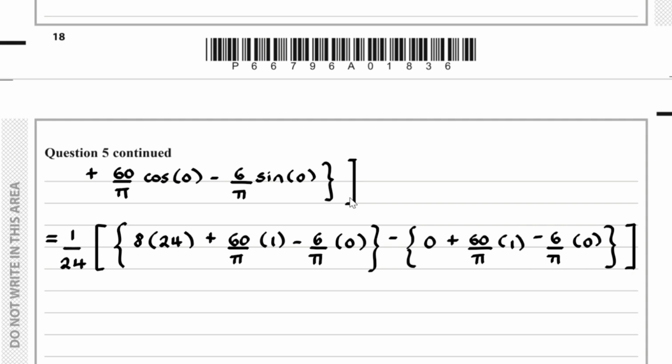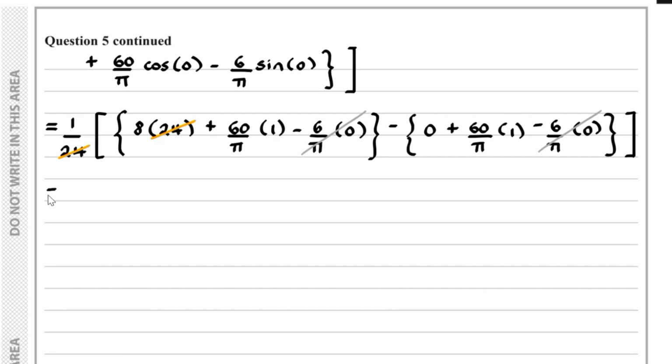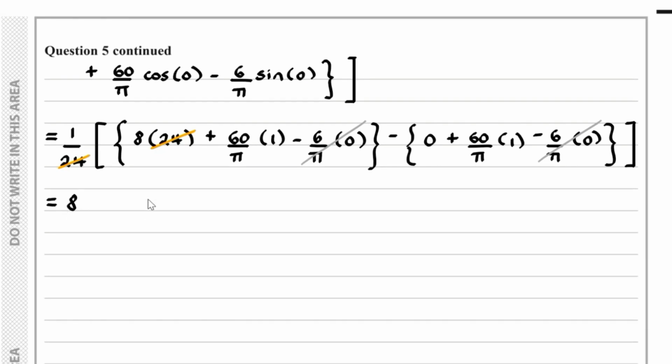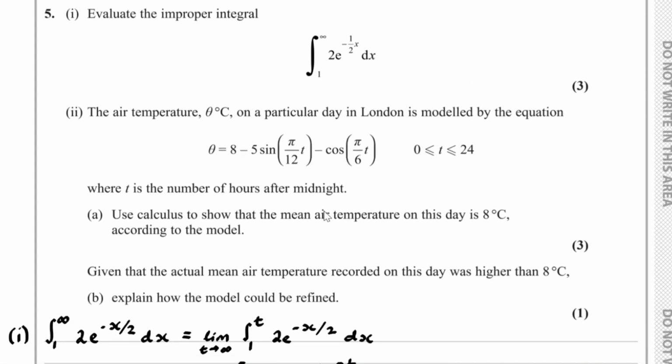Well, let's cross off all the terms that equal 0. This and this equal 0. And then we have 60 over pi minus 60 over pi. So that's 0. And then we've got 1 over 24 lots of 8 lots of 24. Well, this and this cancel out, leaving us with a value of 8. And so therefore, the mean air temperature is 8 degrees C.